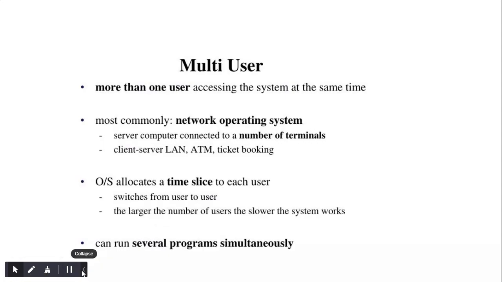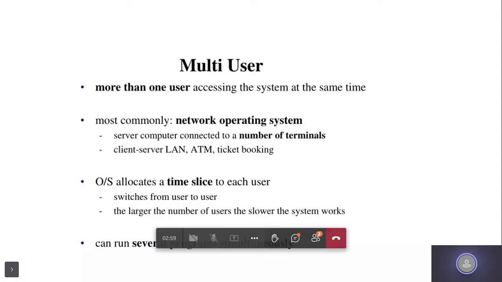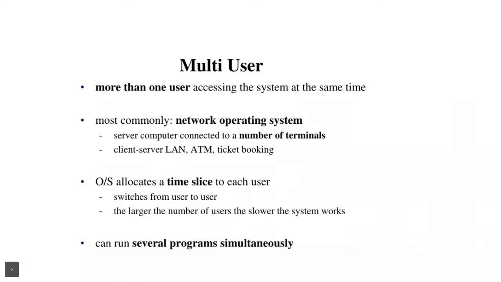Multi-user, so here more than a single user can access the system at the same time, and it is most commonly the network operating system. For example, in our computer lab, with the help of the network operating system, multiple users can access the system with the help of the client server LAN. Some examples are ATM and ticket booking, where at the same time multiple users can access the ATM, and also the ticket booking and the net banking and all.